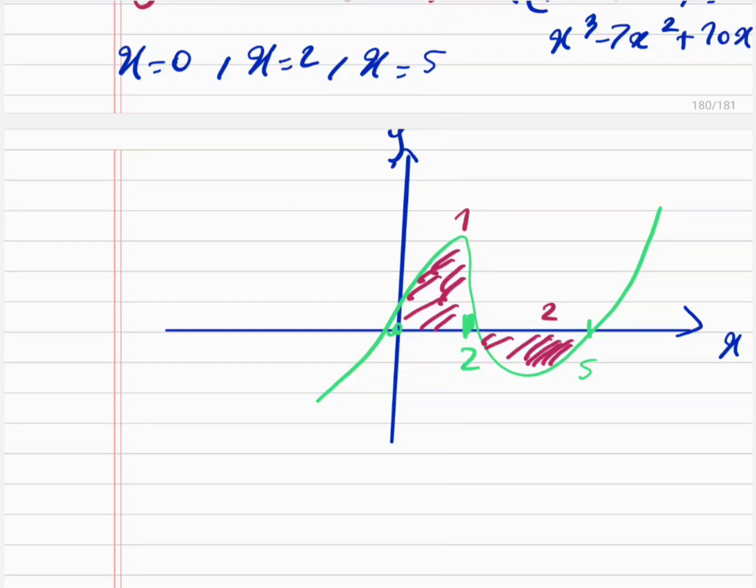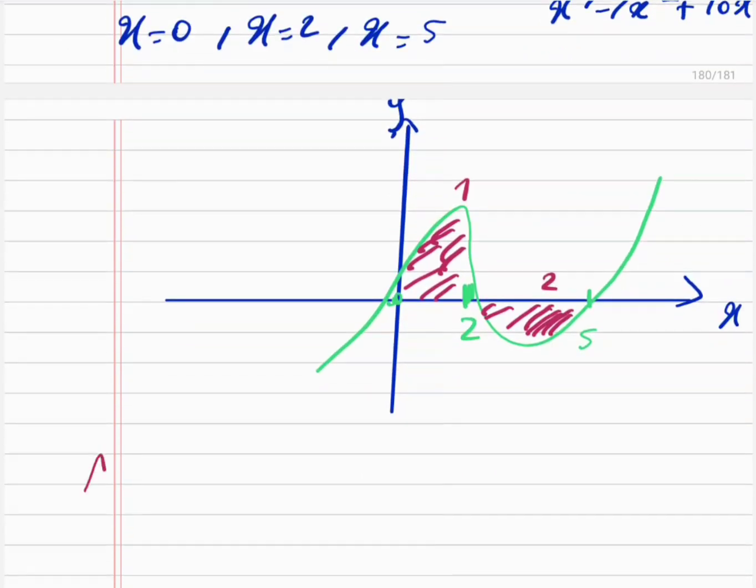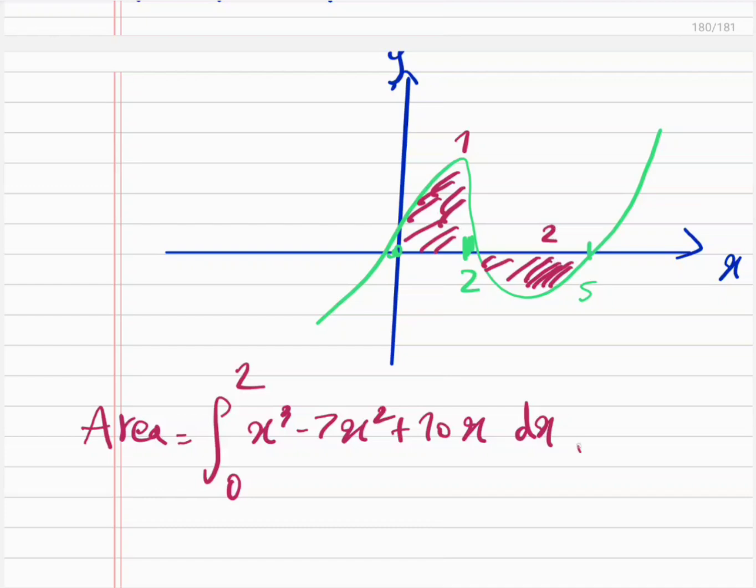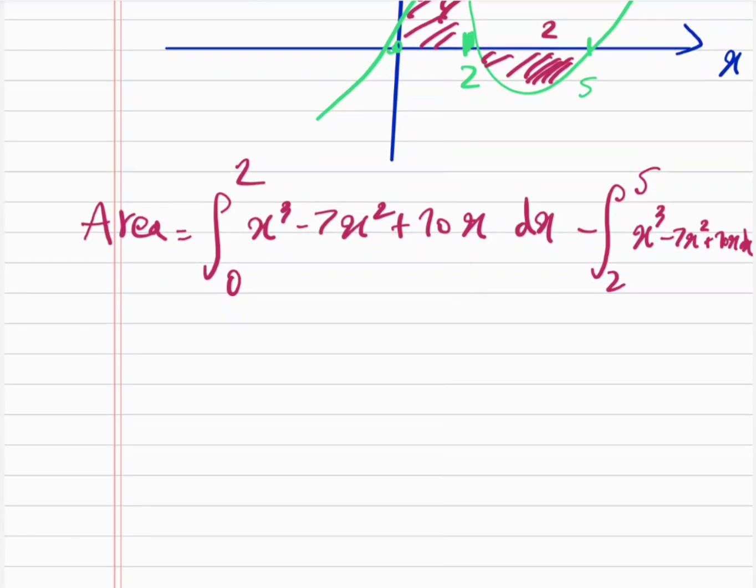Okay, so again, the total area is equal to the first integral between 0 and 2 of x cubed minus 7x squared plus 10x dx. And again, we put a negative sign because the second integral is going to give us a negative output. So it's between 2 and 5. The equation is the same. So x cubed minus 7x squared plus 10x dx.